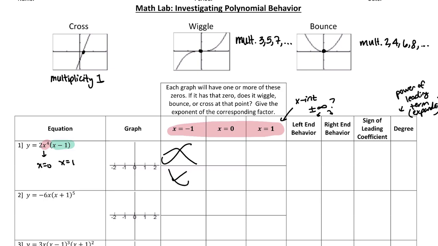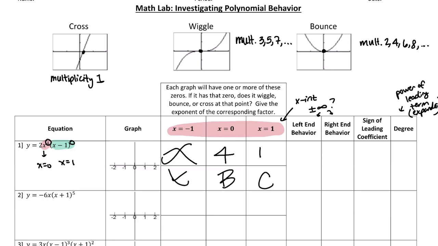Now we need to write the multiplicity that goes with each zero. The multiplicity for 0 would be 4 because that x factor is raised to the 4th. The multiplicity for 1 would be just 1 because nothing is written. Now we're going to determine what the curve is going to look like at 0 and 1 by comparing these multiplicities with the behavior. A cross happens when we have multiplicity 1, and for multiplicity 4, that's going to be a bounce.